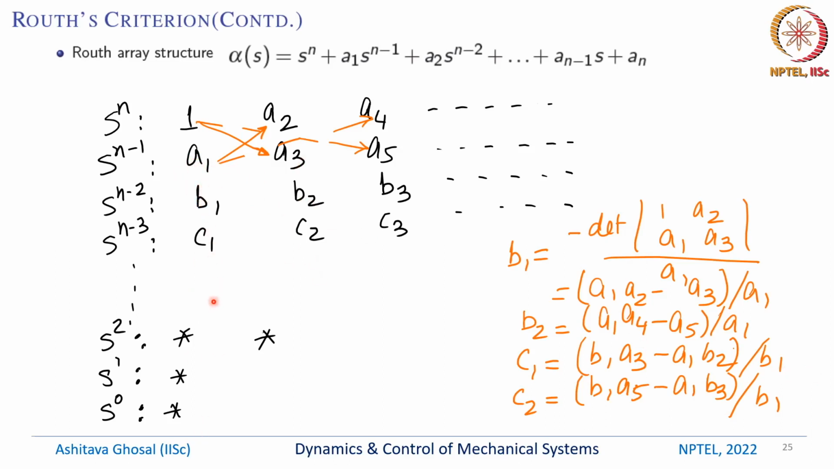So we can keep on computing all these rows, and how many such rows will be there? There is one for s to the power n, s to the power n minus 1, all the way till s to the power 1 and s to the power 0. Okay, so we find this array where we compute all these terms, and according to Routh, all the terms in the first column must be of the same sign. Then the system is stable.